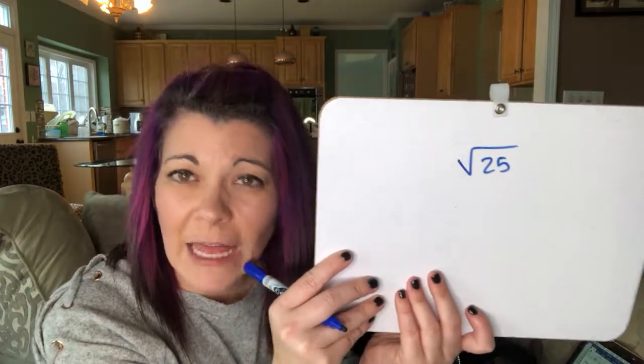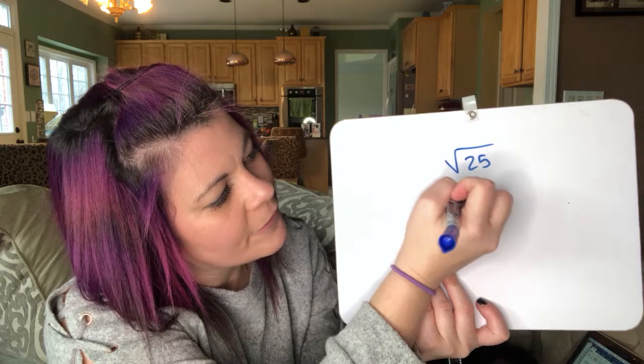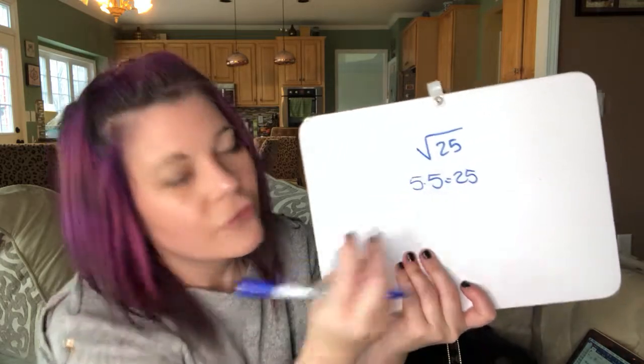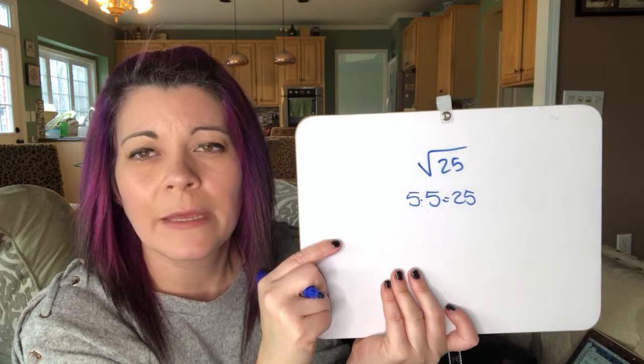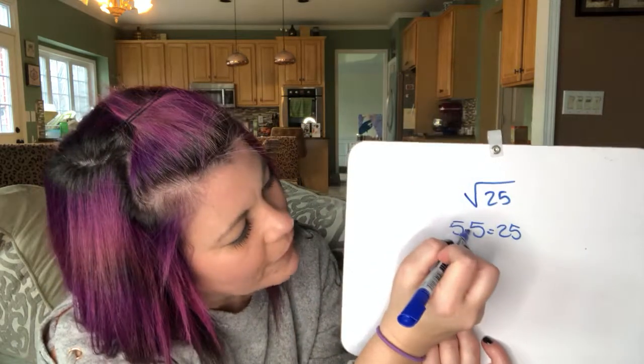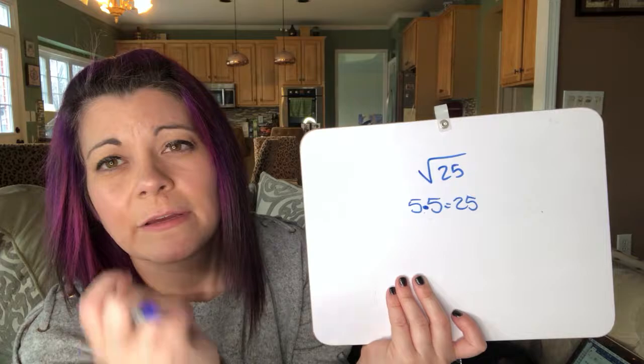So first of all, what is a square root? A lot of people get confused and think square root is division by 2. That's not true. A square root is saying to yourself, what number times itself gives me that number? So like the square root of 25, for example, is 5 because 5 times 5 gives me 25. So that's what we're thinking about when we're talking about square roots. That is a perfect square, the square root of 25.